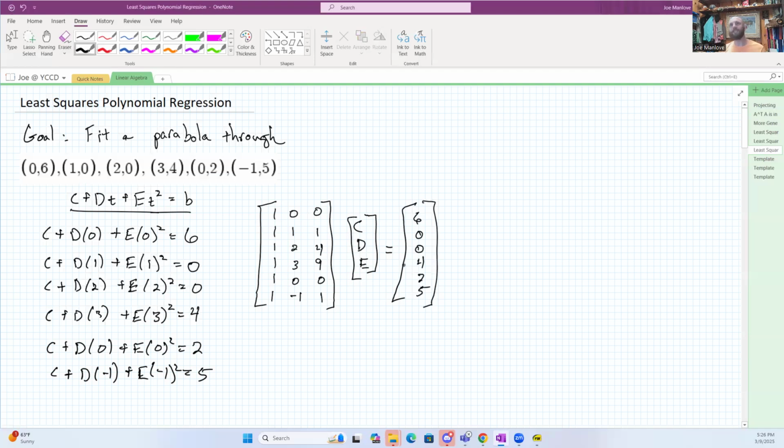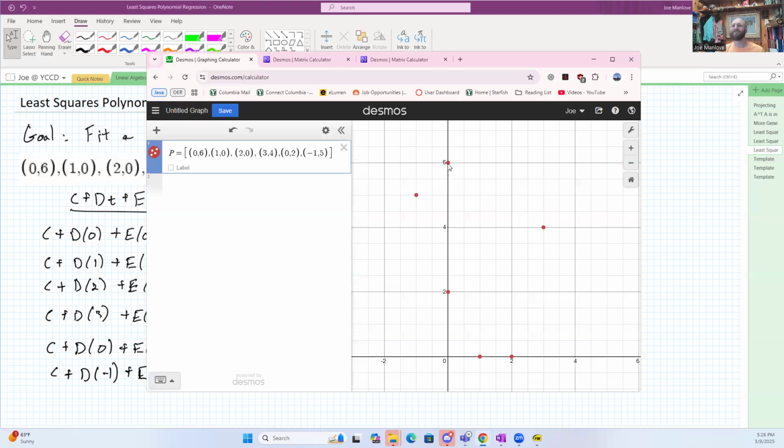And my guess is that this probably doesn't work. I have a pretty good reason for thinking that. Here's my data. That isn't on a parabola. How do I know that's not on a parabola? Well, (0, 6) and (0, 2) are over top of each other. So whatever function I try to draw here, if I hit all the data points, it can't be a function.